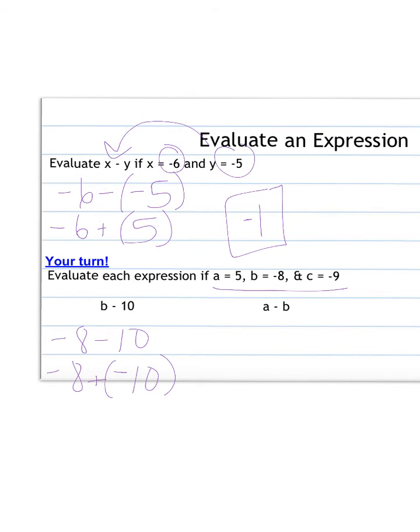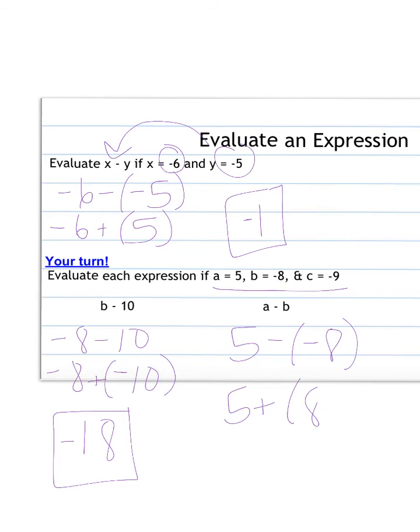Now our signs are the same, so we can add as normal. Negative 8 plus negative 10 is 18, and we are negative. And there is our final answer. A minus b, so plug in 5 for a, minus, plug in negative 8 for b. Change it to addition, and we take the opposite of negative 8, which is positive 8. 5 plus 8 we know is 13.